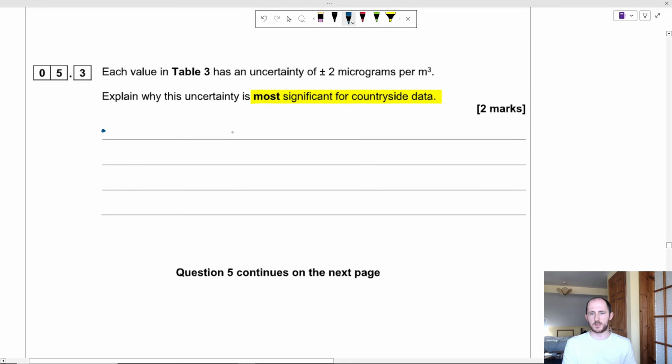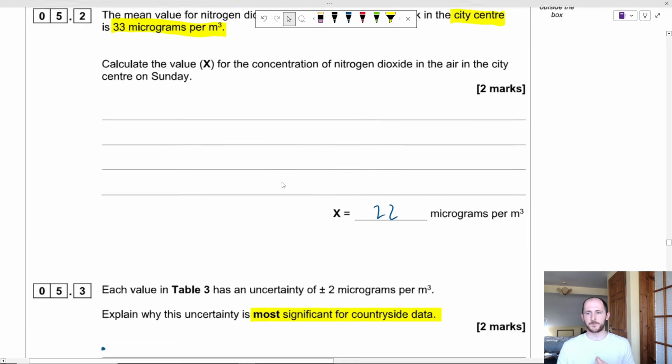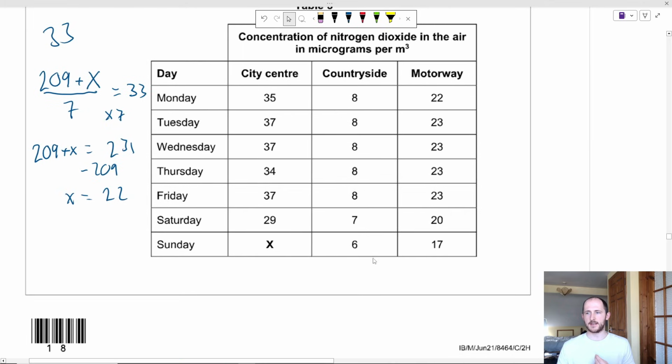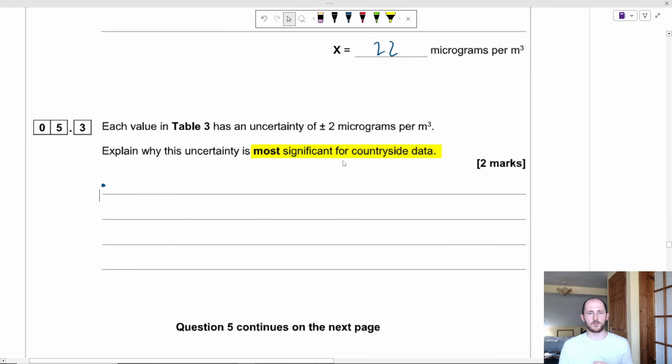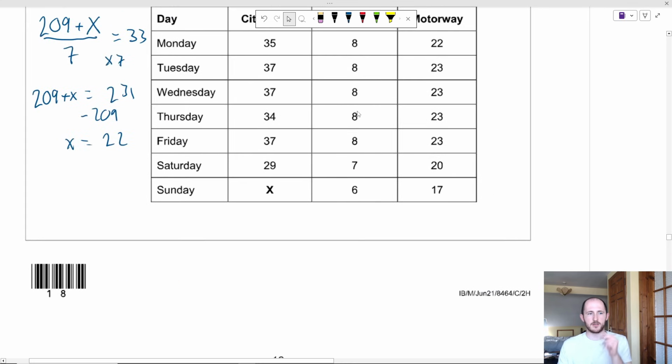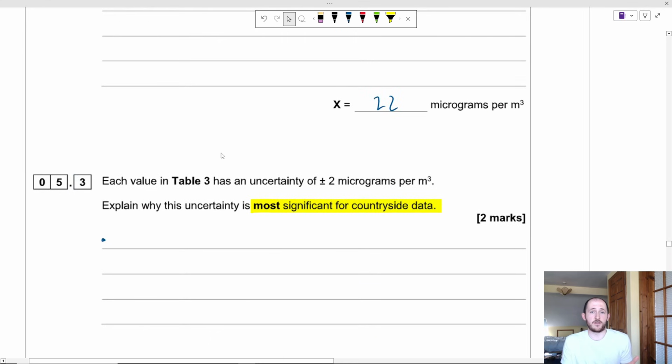Okay, so 2 marks, so we're going to have 2 bullet points. If we have a look at the countryside data, what do you notice about it immediately compared to the other 2 pieces of data? Well, the thing I notice is it's only 1 digit, which means it's a lot smaller. So that's causing me to think the fact that it's smaller must be the reason why the uncertainty is most significant for the countryside, because the data is much smaller. That is actually your first mark.